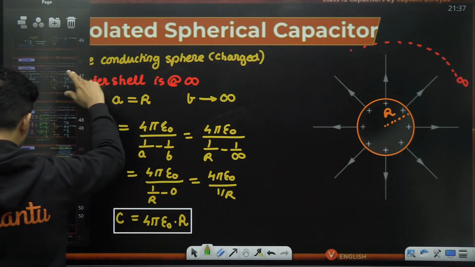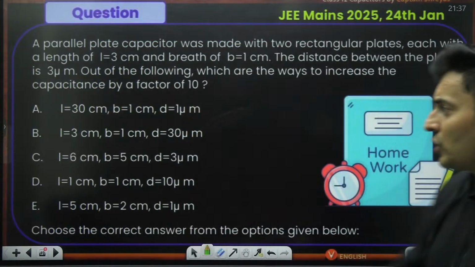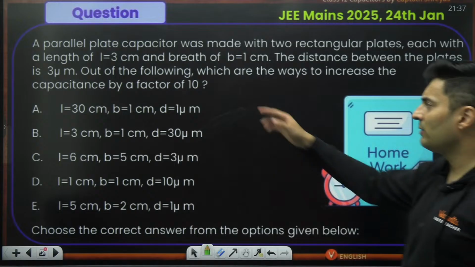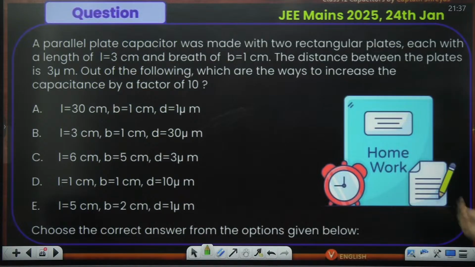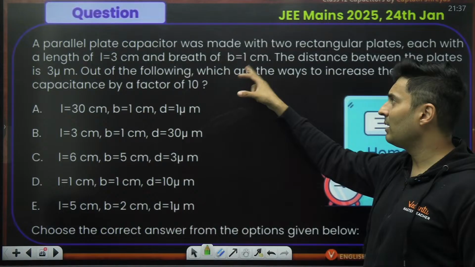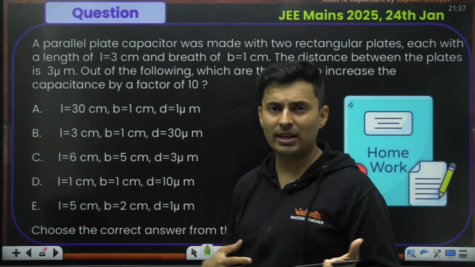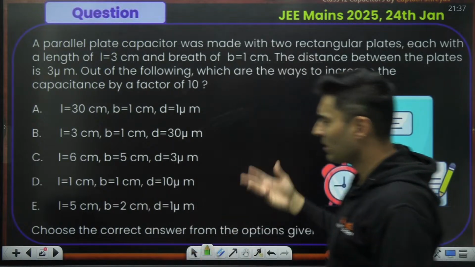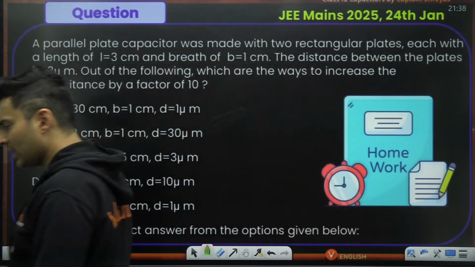So I would have kept a homework question somewhere here. Yes, this is a previous year JEE Mains question. You can take a screenshot of it. Solve the question. It's very simple. You have to see for every length, breadth, and distance, what is the capacitance. One of them is going to give you an increase by a factor of 10. The old capacitance had this much length and breadth. Which of these capacitors will give you a new capacitance which is 10 times more? Use epsilon naught area by d, it will definitely give you the answer.